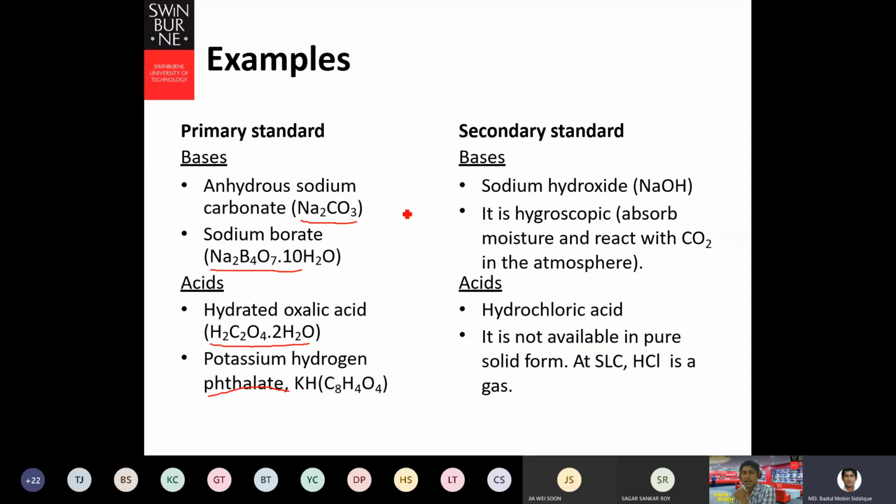Okay, so a secondary standard solution is sodium hydroxide. It cannot be a primary standard because it is very hygroscopic. It takes water, that means it absorbs water from the atmosphere.